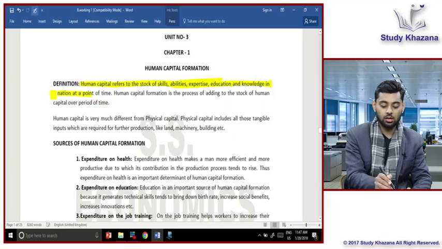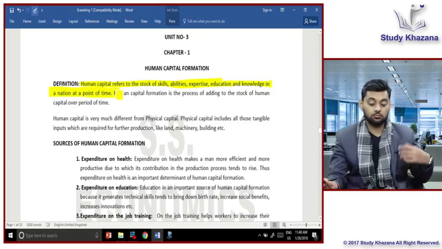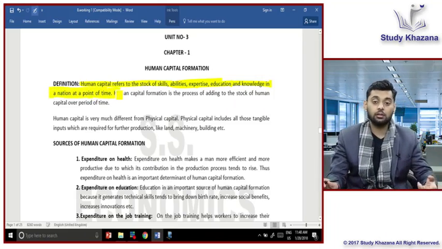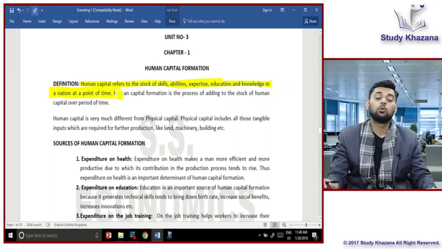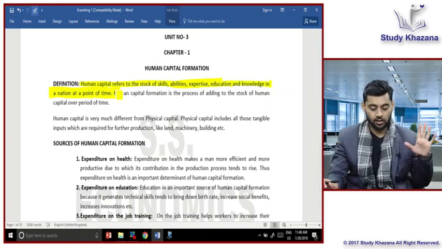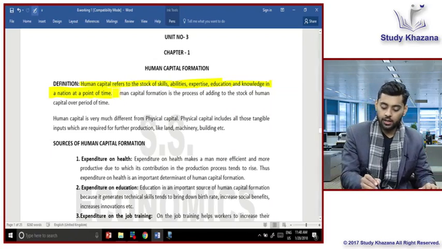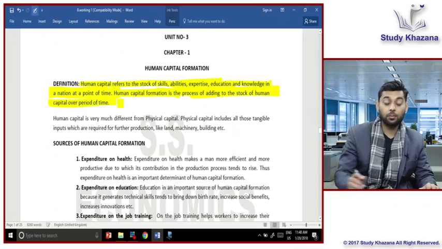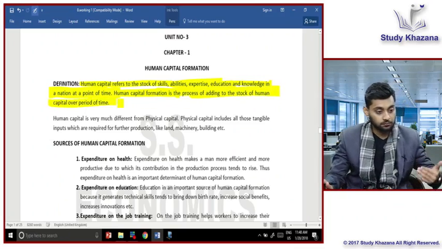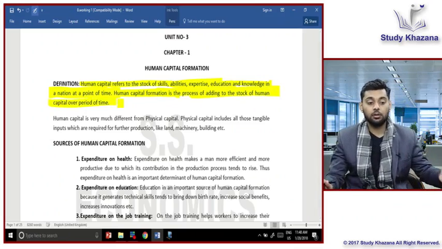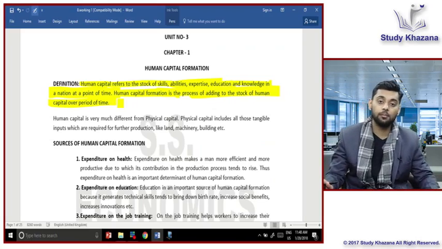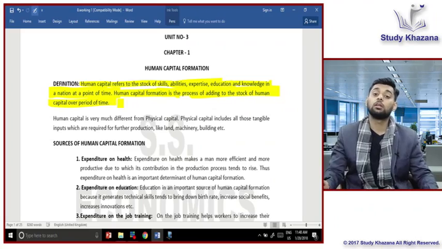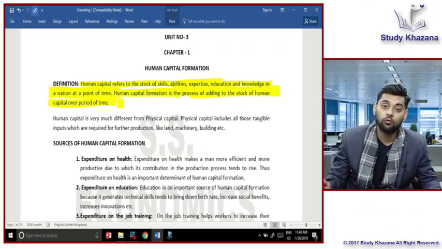Means एक nation में एक particular point of time पर जितनी भी लोगों के अंदर knowledge है, talent है, expertise है, skills है, उनको हम नाम देते हैं human capital. Human capital formation is the process of adding to the stock of human capital over a period of time. कि एक पीरियड में जितना भी आपने अपनी इकोनॉमी में ह्यूमन कैपिटल बिल्ड किया, उसे आप नाम देते हैं ह्यूमन कैपिटल फॉर्मेशन का.